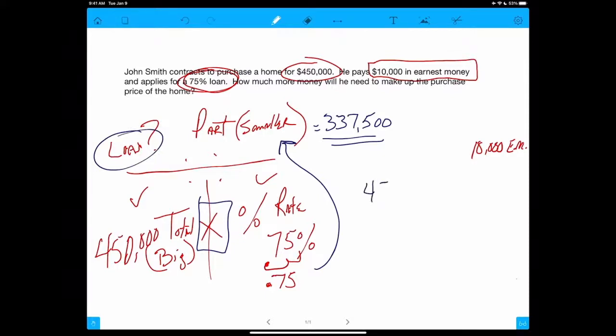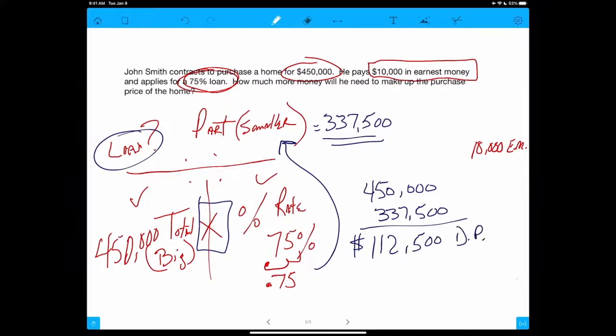Well, if the sales price is $450,000 and John's getting a $337,500 loan, how much cash is John going to need to bring for that down payment? Well, $450,000 minus $337,500 equals $112,500. That is the down payment John needs to bring to the closing table.